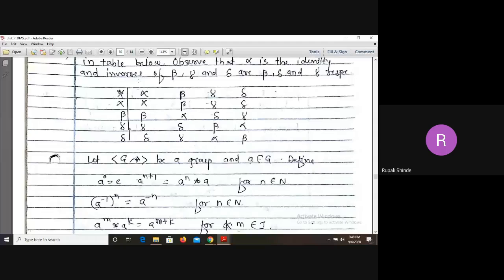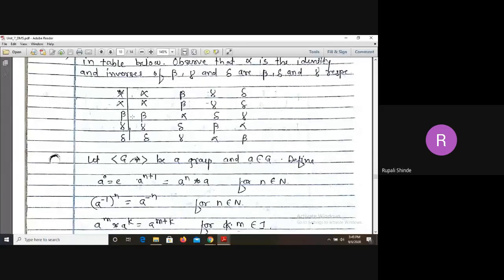Now, next one, we have to find the inverse of each and every element like beta, gamma and delta. So, first I will tell you how to find the inverse for beta. Okay. So now for this element beta, we have to check where we have written an identity element.